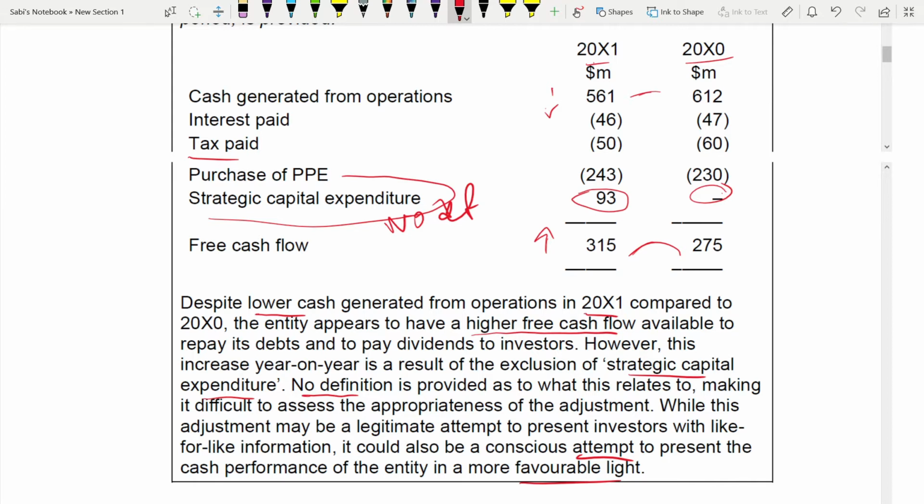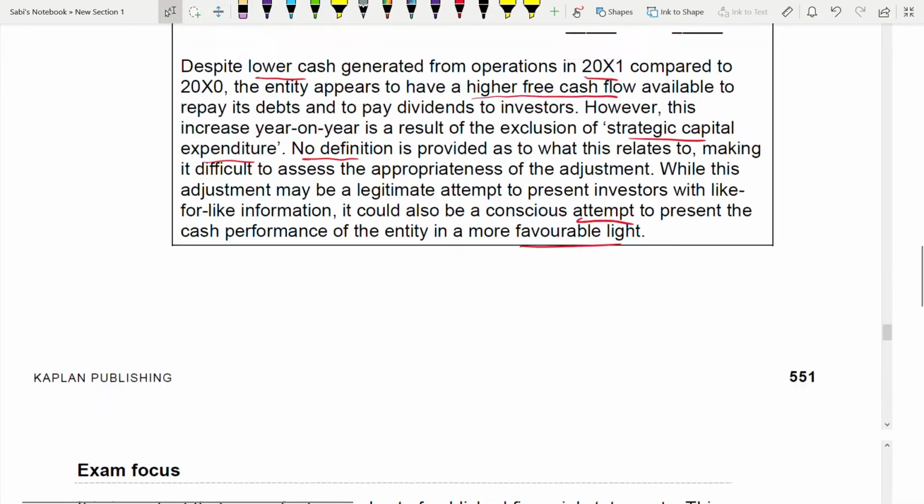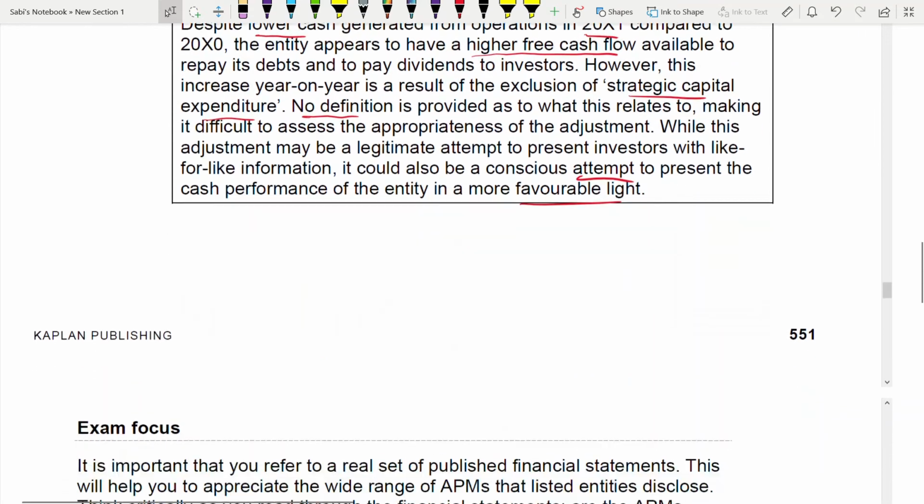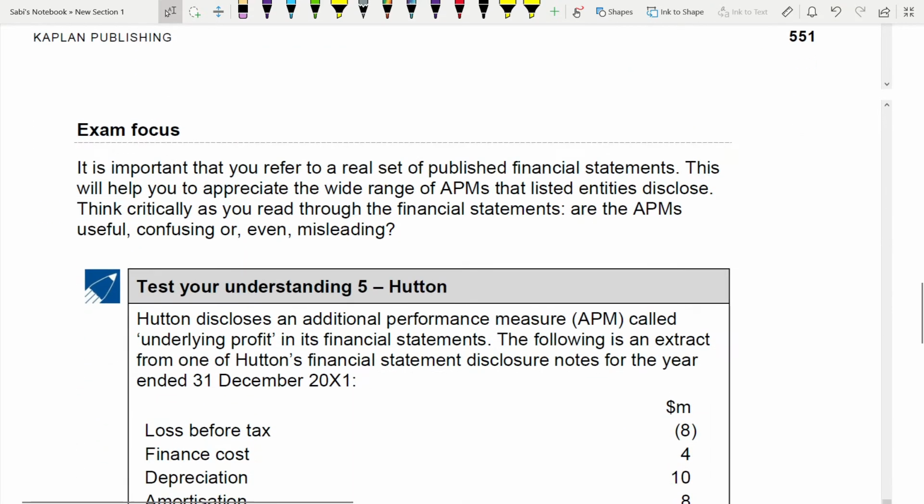Okay. So this, I don't worry so much about these things. These are just examples. The real question will be different. So, exam focus. What do you have to do? It's important that you refer to the real set of financial statements.